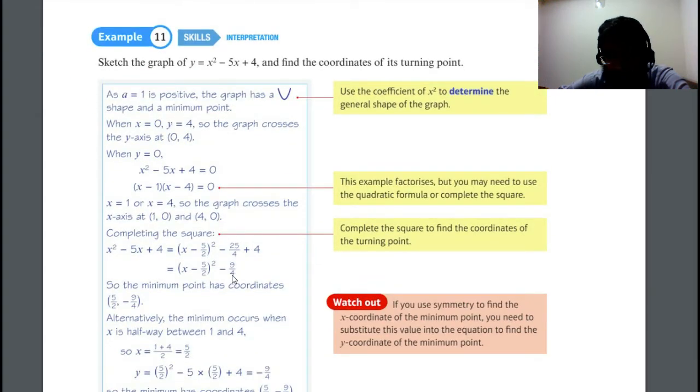So these questions are a practice of that. Shall we go through these? Sketch the graph, find the coordinates of its turning point.